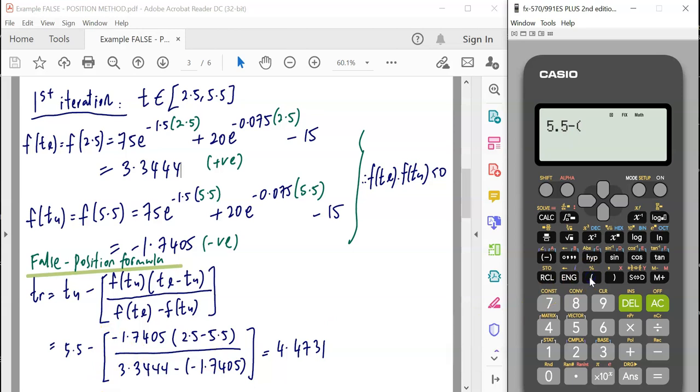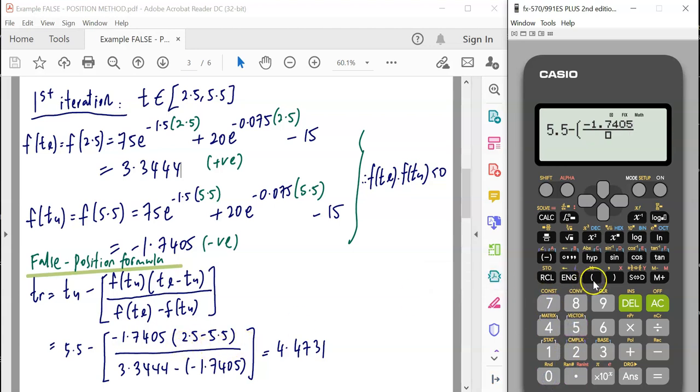So we have a bracket here, and then we have the fraction here. So you use this, okay? You press this fraction. Now your calculator asks you what is the value at your numerator. So we have here negative 1.7405. And then we want to multiply in bracket.